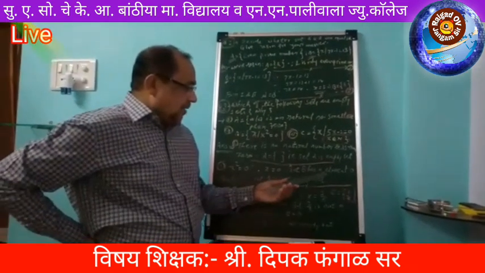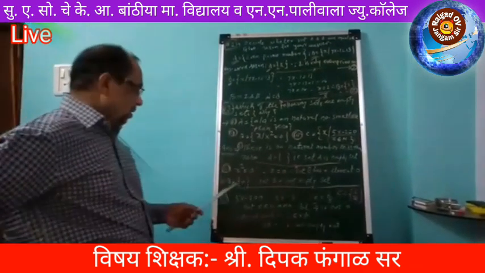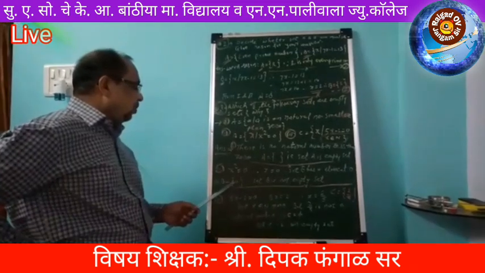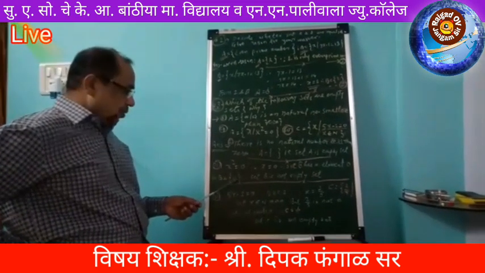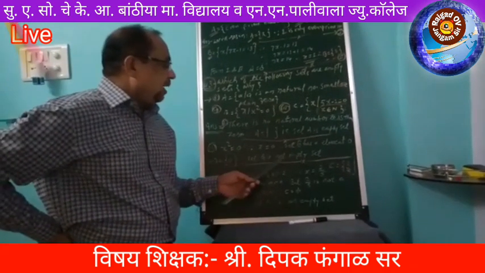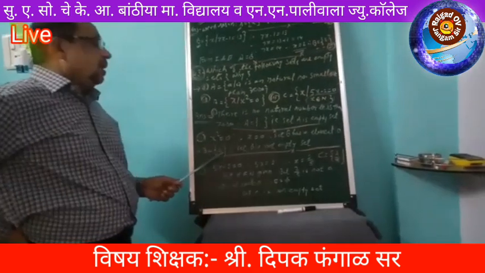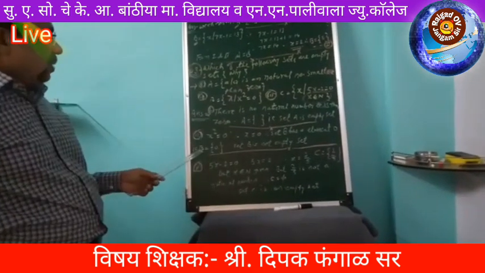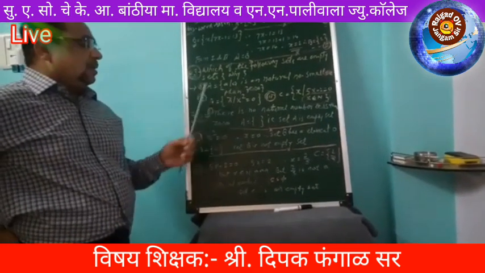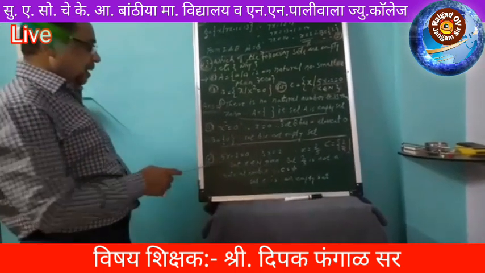Set B has an element 0. X equals 0, so you write B equals curly bracket 0. 0 is an element. Therefore set B is not an empty set because there is one element in the given set. Therefore it is not an empty set. Now go to the third question.